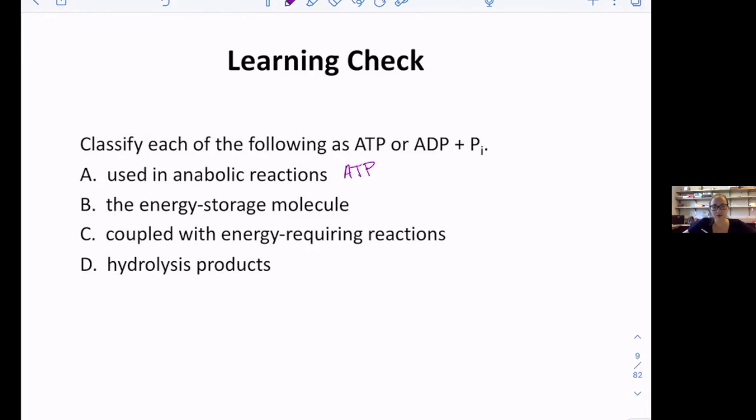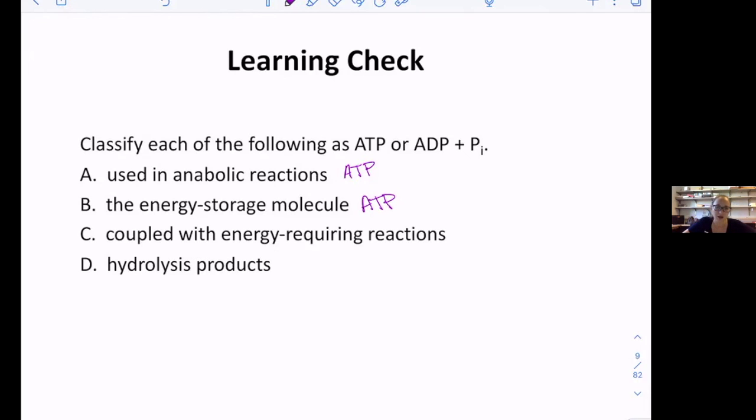Okay, B, the energy storage molecule. We just talked about this. Where is the energy stored? Well, it's stored in that bond, the oxygen-phosphorus diester bond. That P-O bond is where the energy is stored, and we have more of that in ATP. So ATP is the answer for B.